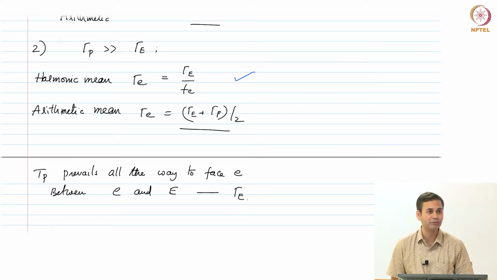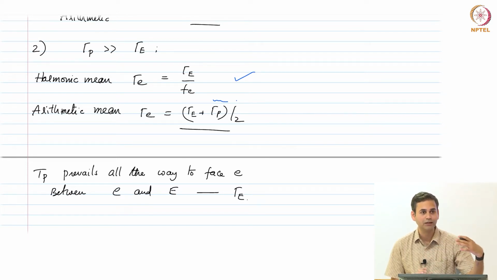Okay, if you have an arithmetic mean, then it again retains the value of gamma P, which would not give you the correct result because you get a different slope, wherein the temperature will start decreasing from the P cell to the E cell all the way within the P cell as well.